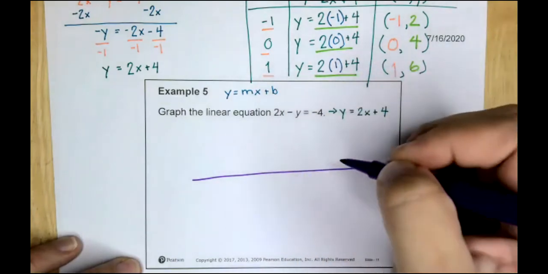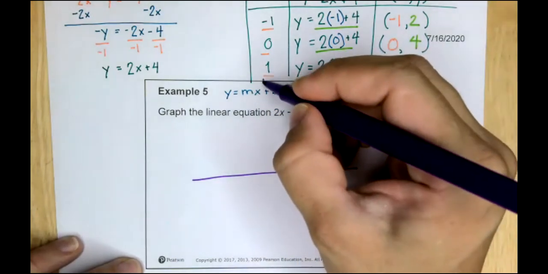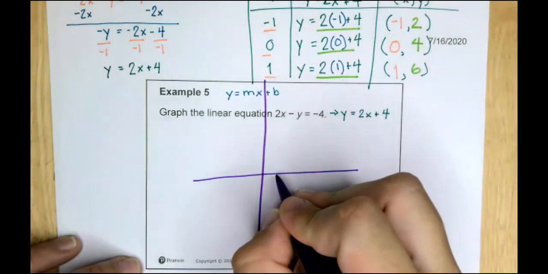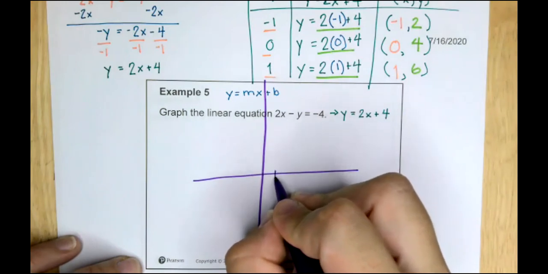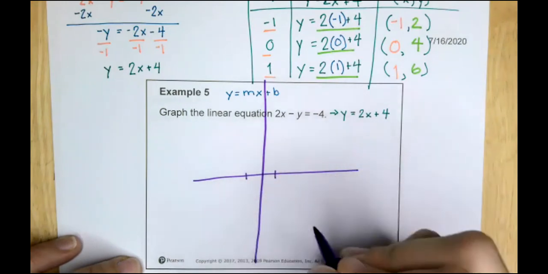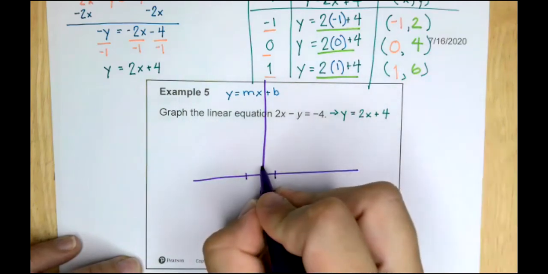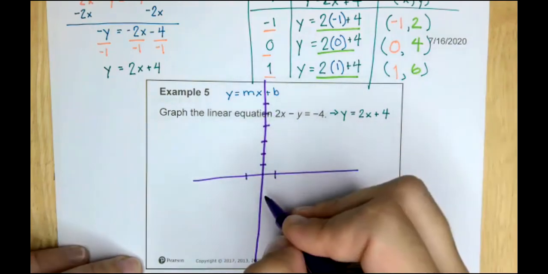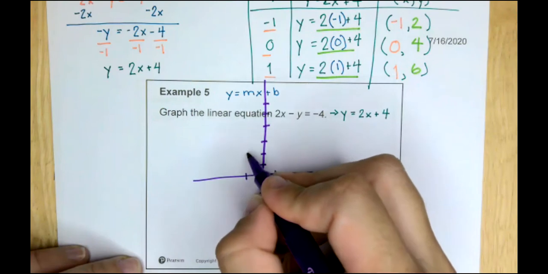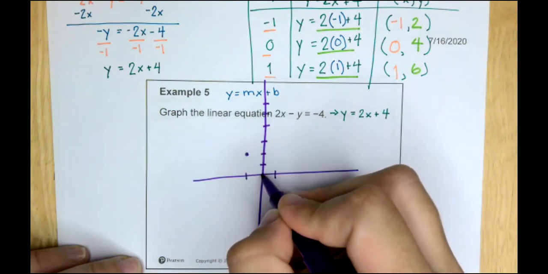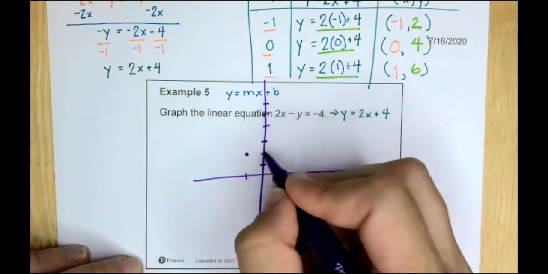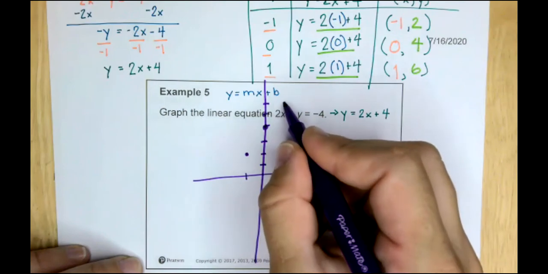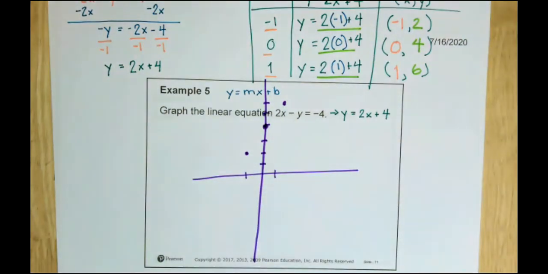It's always up here, and I don't leave myself enough room up there. All right. On the x, all we have is -1, 0, and 1, right? But on the y, we have to go all the way up to 6. 1, 2, 3, 4, 5, 6. All right, so -1 on the x, +2, 0, +4, 1, +6. There's my graph.